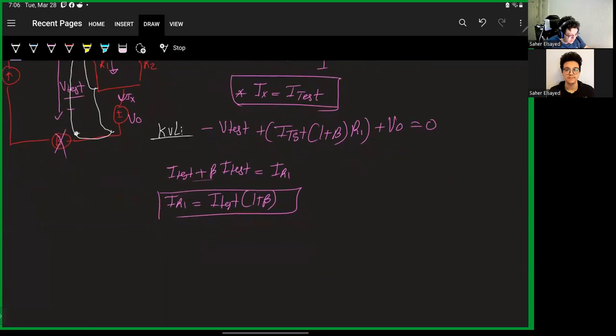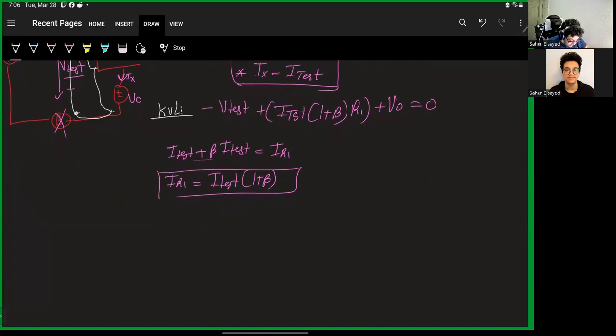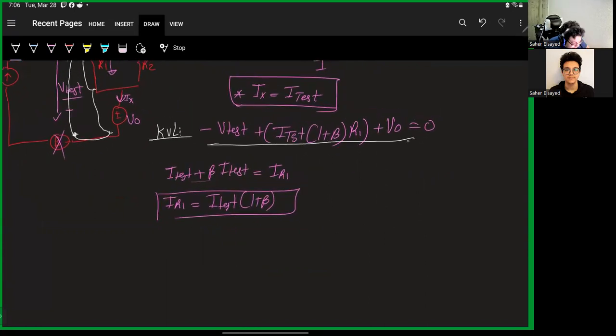So we ended up with something that looks like this. This is your KVL, right? And from here you can simply figure out the V test divided by the I test, because our R Thevenin is V test divided by I test. Solving from here, you'll be able to figure out the I test in terms of the V test. But yeah, I think that's pretty much the entire exam.